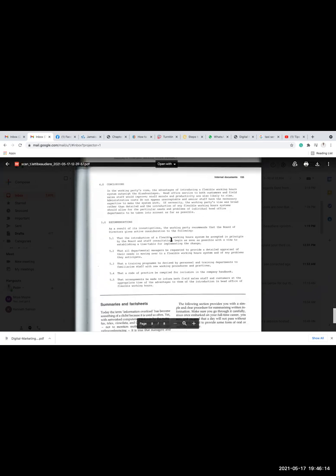Head office service to both customers and field sales staff would improve staff morale. So they're giving you the advantages and disadvantages. Then they are making recommendations based on the findings. So as a result of its investigations, the working party recommends that the board of directors gives active consideration to the following: that the introduction of a flexible work hour system be accepted in principle by the board, and staff consultations begin as soon as possible, that all departmental managers be requested to provide. All right, is it a little clearer now?